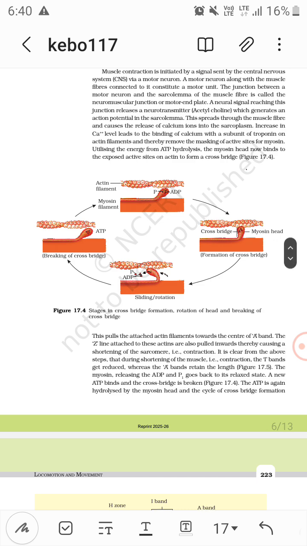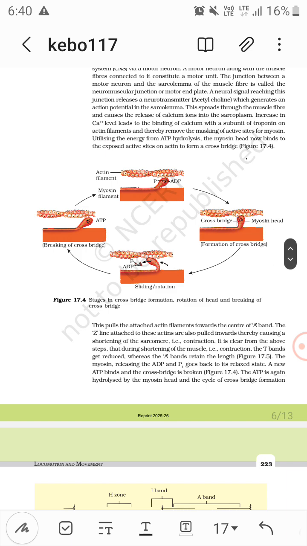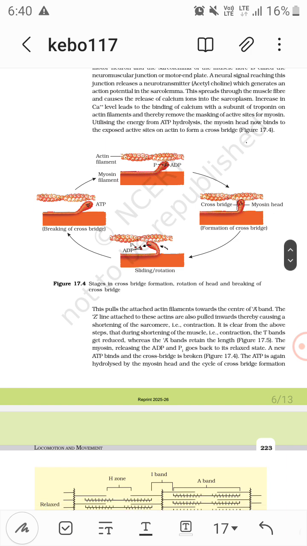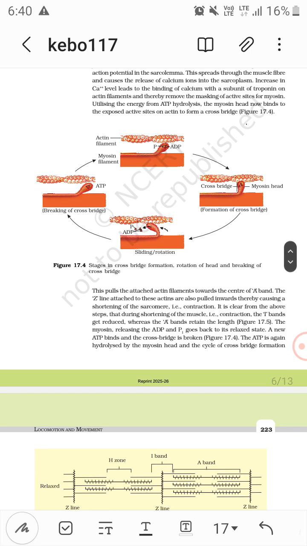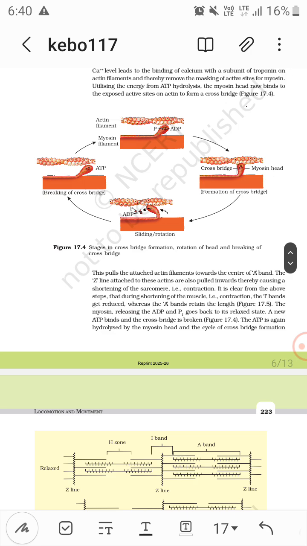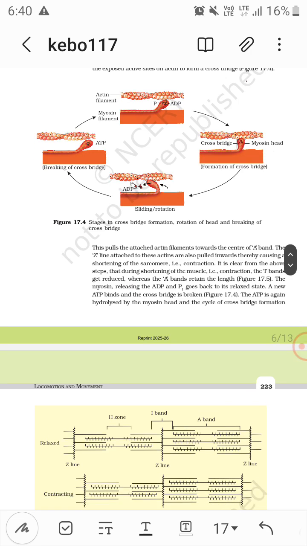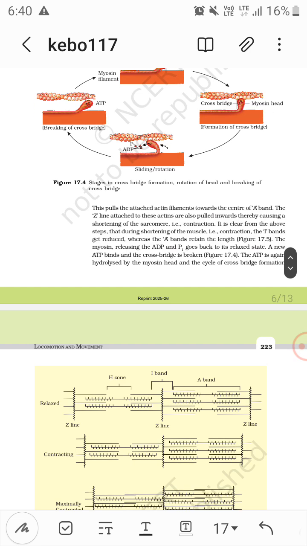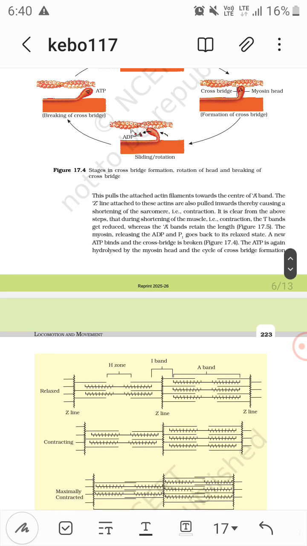Now the increase in calcium level leads to the binding of calcium with a subunit of troponin on the actin filaments, thereby removing the masking of the actin sites for myosin. Now, utilizing the energy from ATP hydrolysis, the myosin head binds to the exposed active sites on actin to form a cross bridge. This pulls the attached actin filaments towards the center of the A bands. The Z lines attached to these actins are pulled inwards, thereby causing a shortening of the sarcomere, that is contraction.